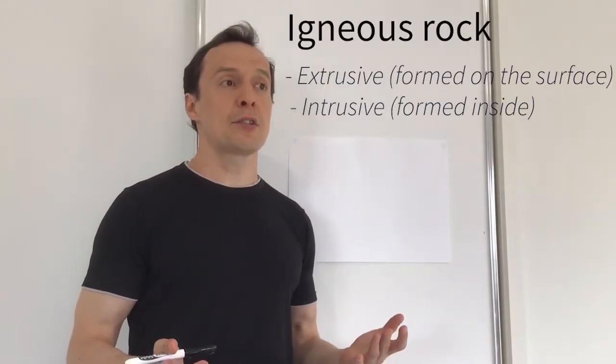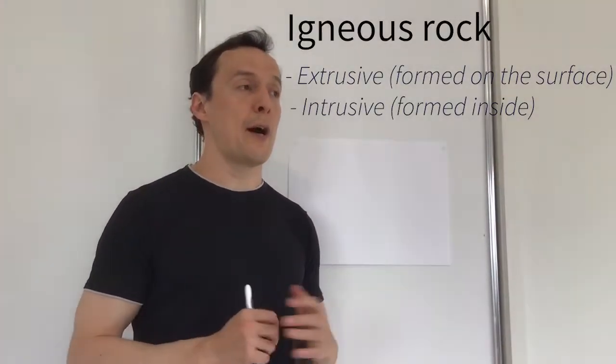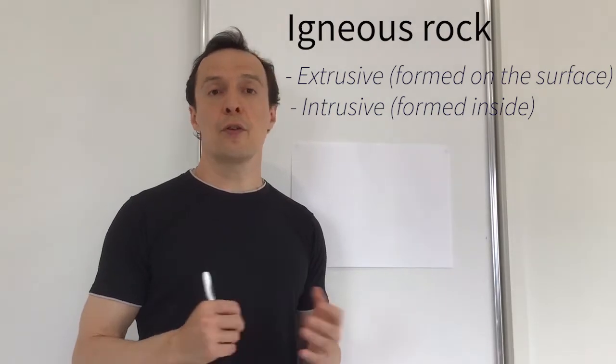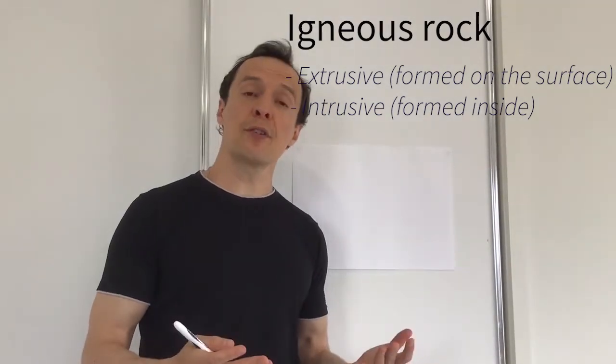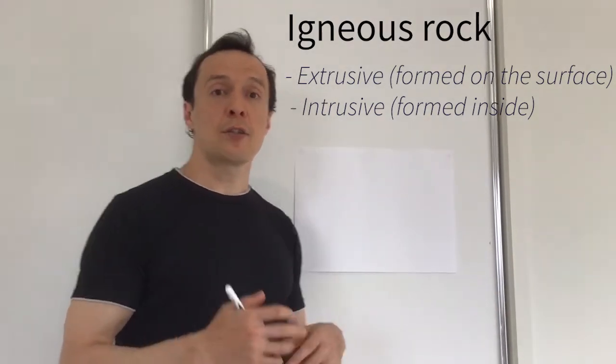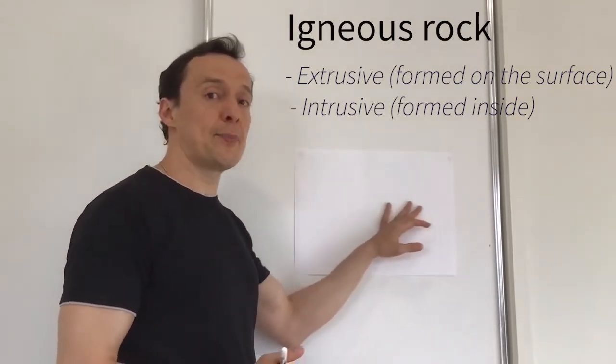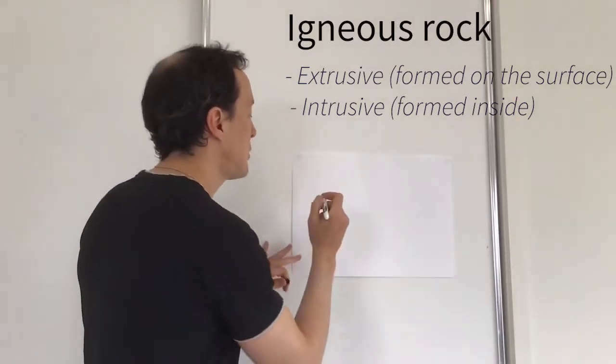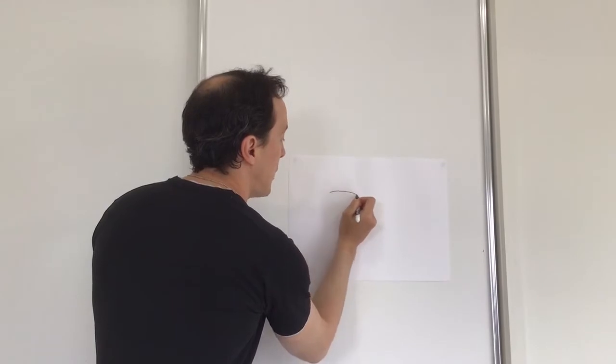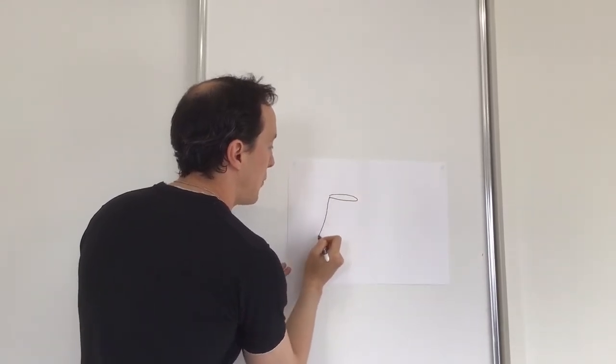So igneous rocks are divided into two major parts: extrusive rocks and intrusive rocks. I'll briefly explain here on this piece of paper what I'm talking about. We'll start with a volcano.